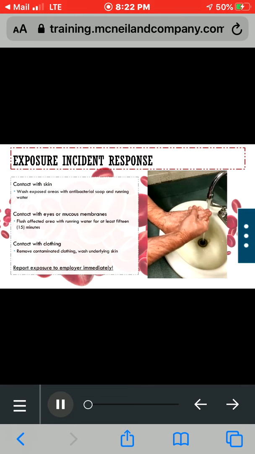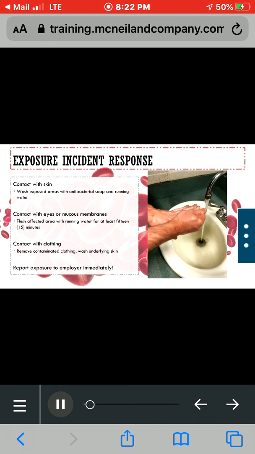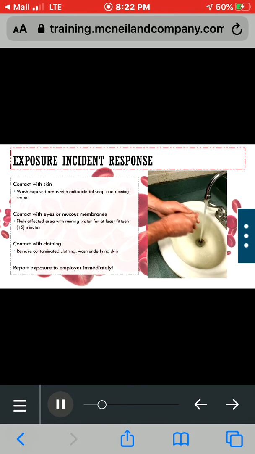If an exposure occurs and makes contact with skin, the exposed skin must be washed with antibacterial soap and running water, as discussed earlier. If contact with eyes or mucous membranes is made, then the area should be flushed with running water for at least 15 minutes. If clothing becomes contaminated, it should be removed and decontaminated according to your organization's policies and procedures. The underlying skin should then be washed thoroughly. After taking these decontamination steps, the incident should be immediately reported to your supervisor so that further action can be taken.